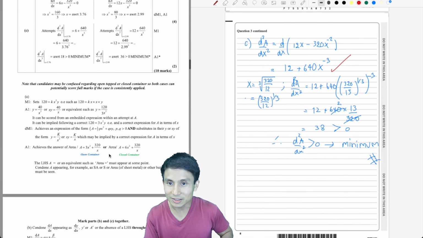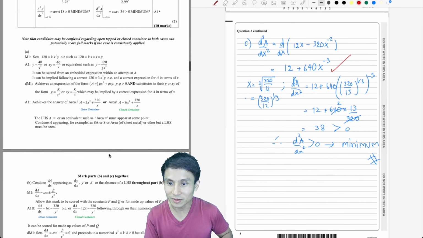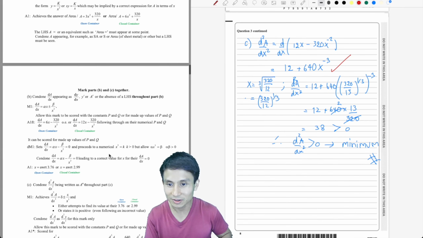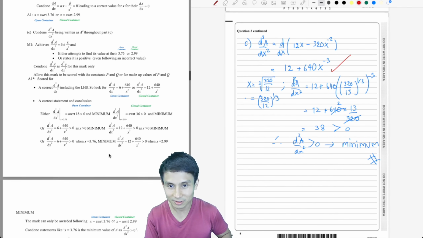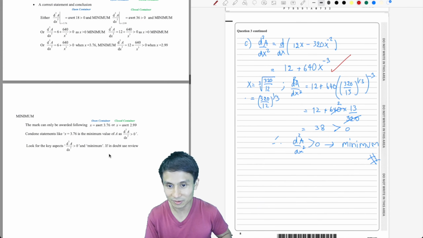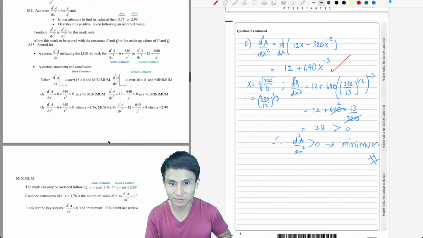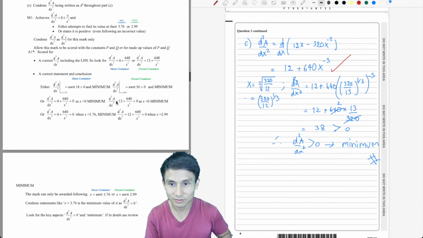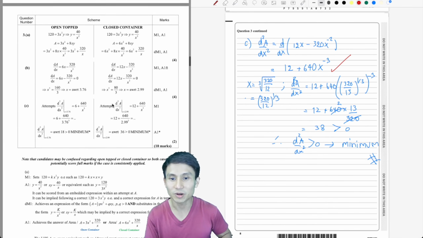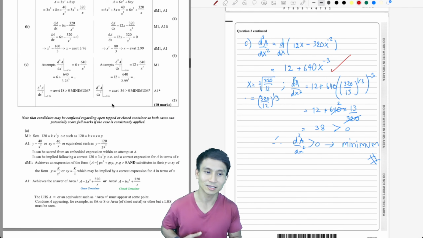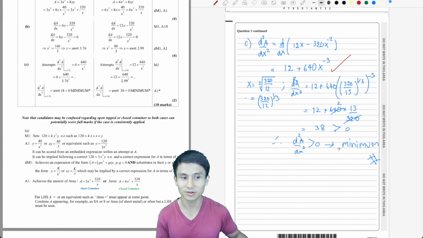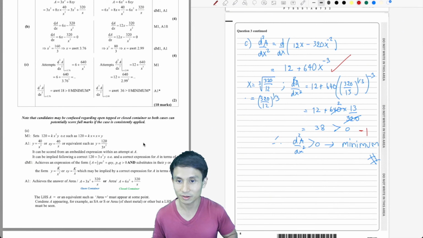Okay, let's see if they condone this. Yeah, I got 36, not 38, not 36 somehow. Calculator error. I'm not gonna give myself a mark here, otherwise this say that is a minimum because this is greater than 0. Yeah, I'm gonna be harsh to myself, -1. That's fine.